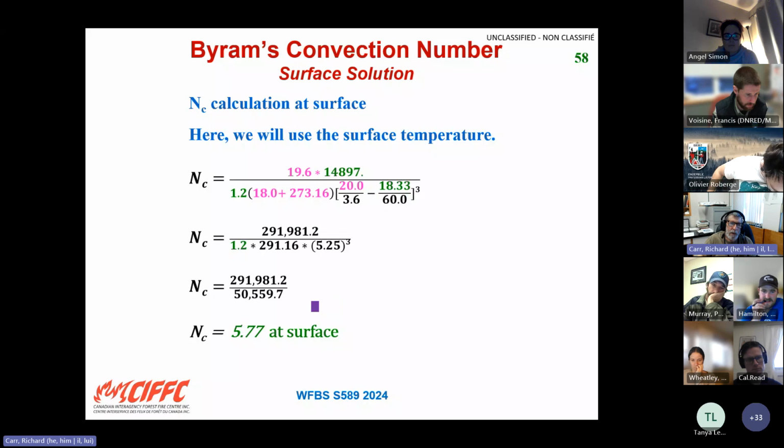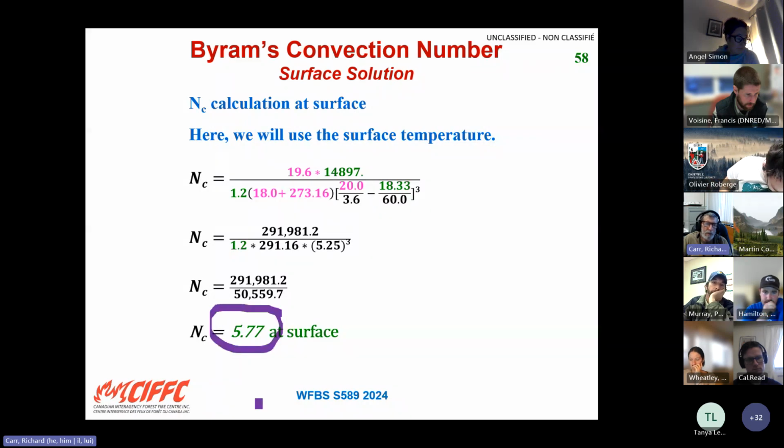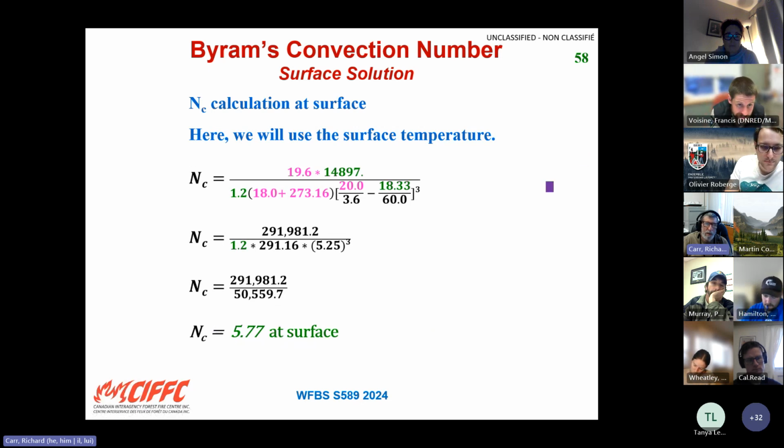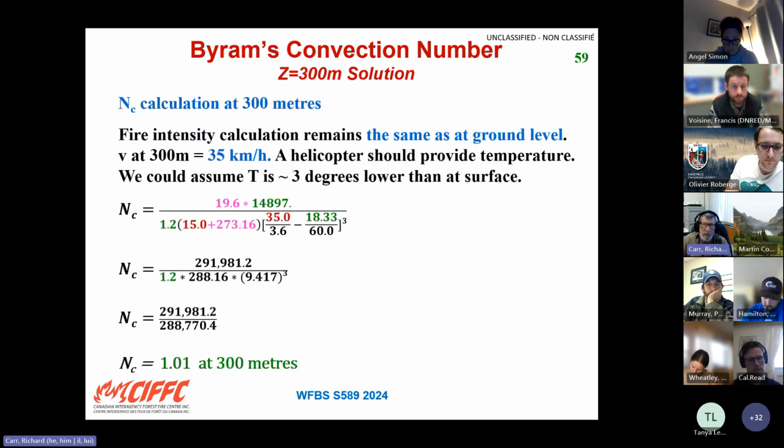So in this particular example, we come out with just under a 6 at the surface. So, once again, it's not really indicative of really strong plume-dominated conditions. And up a little bit higher, it looks pretty tame up there, getting a value of 1 at 300 meters. So maybe no real intense strong plume developing out of this particular scenario here.